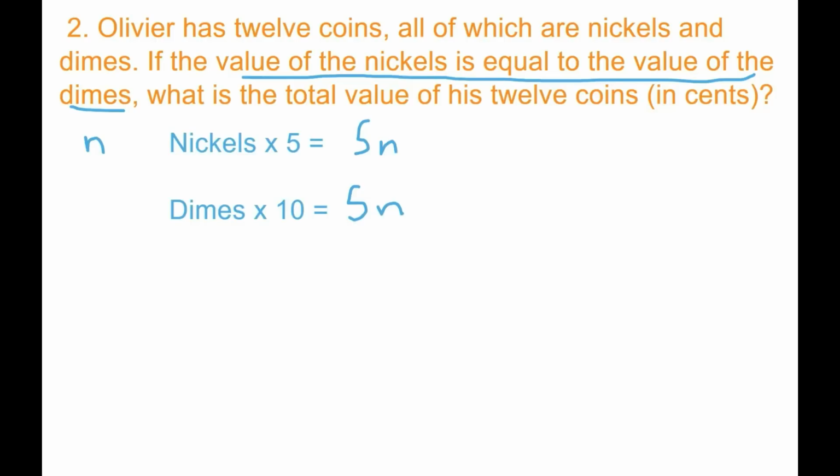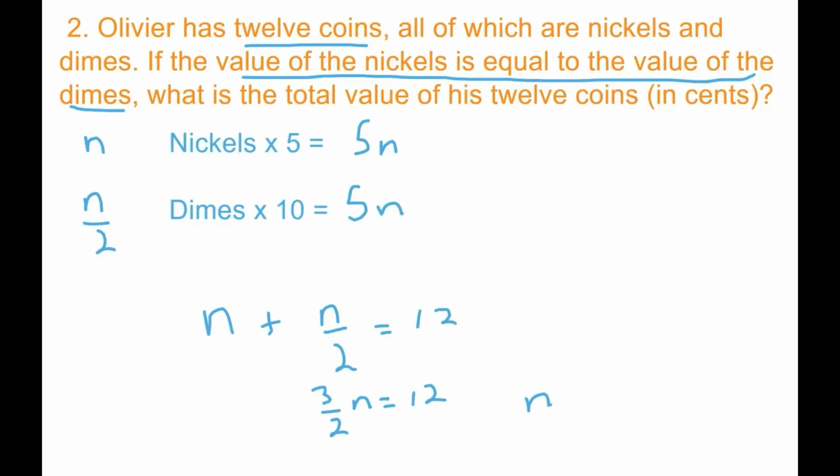Since each dime is 2 times as valuable, we only need half as many dimes for it to be equal. So we have n divided by 2 dimes. Since there are only nickels and dimes, we can add these, n and 1/2 n, to get the total number of coins. The problem also states that there are 12 coins, so we know that this number is equal to 12. Adding the left-hand side up, we get 3/2 n is equal to 12, or n is equal to 8 if we multiply both sides by 2/3.